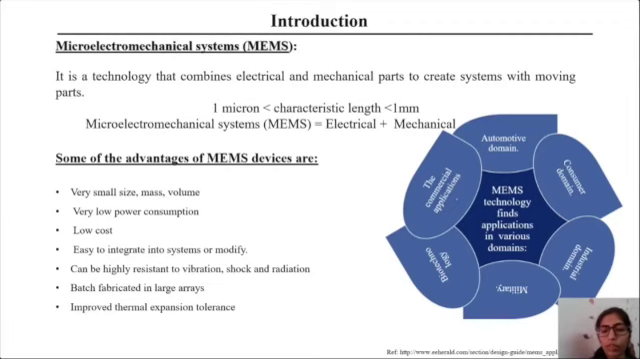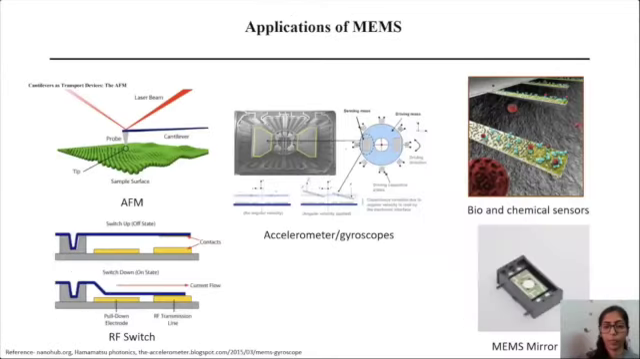MEMS technology finds applications in various domains. Here are a few examples where MEMS has found its applications, like AFM, accelerometers, gyroscopes, bio and chemical sensors, MEMS mirrors, and RF switches. Because of its versatility, MEMS-based devices can be used for different types of sensors.